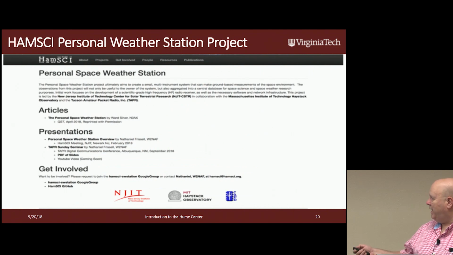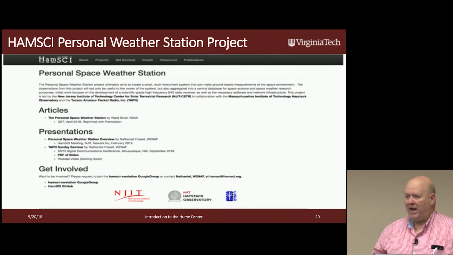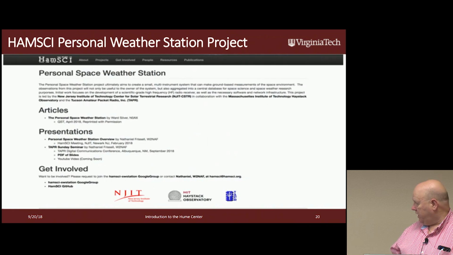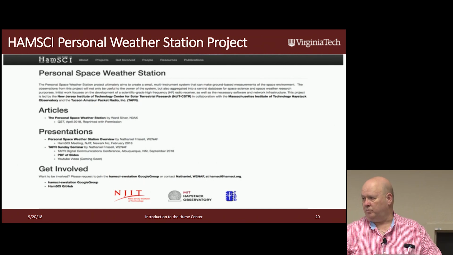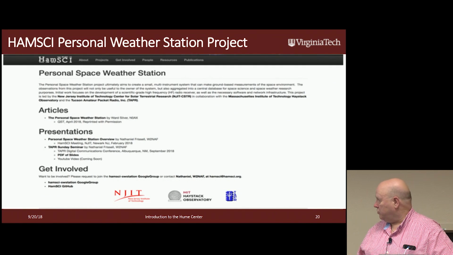Okay, this is the web page, HamSci Personal Weather Station Project. Go to hamsci.org, and it's the first link. So Nathaniel Frissell, the guy I've been talking to who is at NJIT, and the person responsible for this, who's at MIT Haystack Observatory, are together putting together this personal weather station, which you can click on right there. And we're going to try to do the digital ionosonde, the SuperDARN radar work, all of these other things, and try to do some propagation reporting.